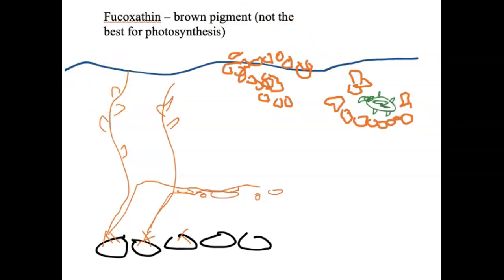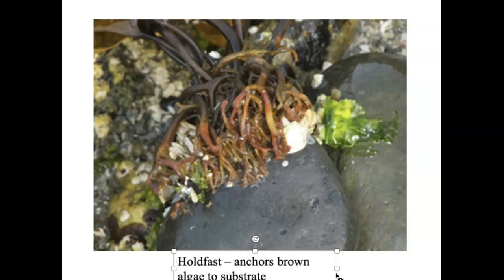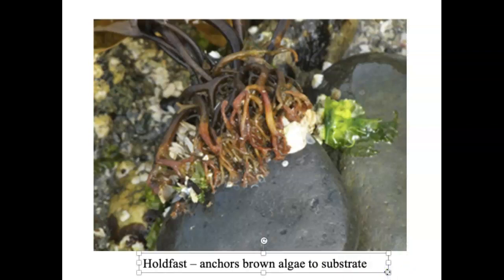All right, so to get an idea of what the anchor looks like, this is it. It's officially called a Holdfast. So let me put that term here. So that anchor structure anchors the brown algae to the substrate, whatever that substrate may be. And generally it's just rocks.